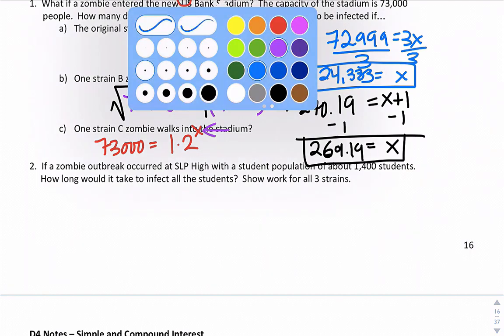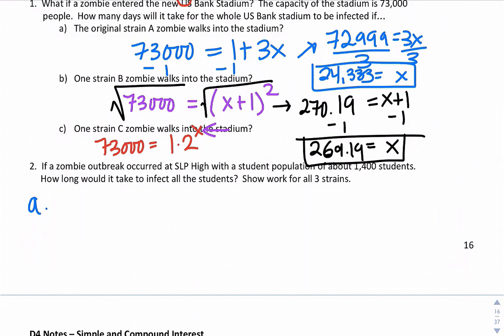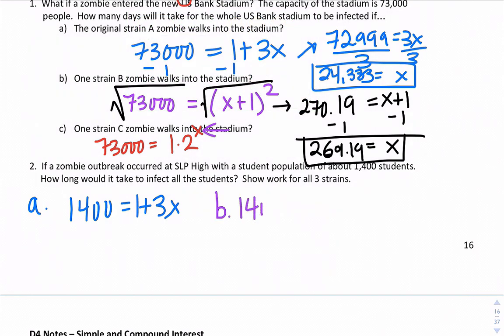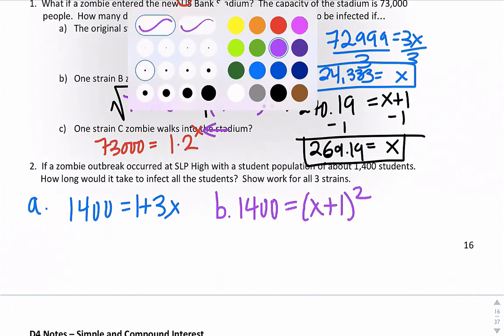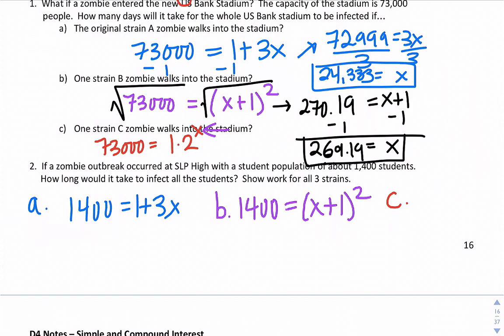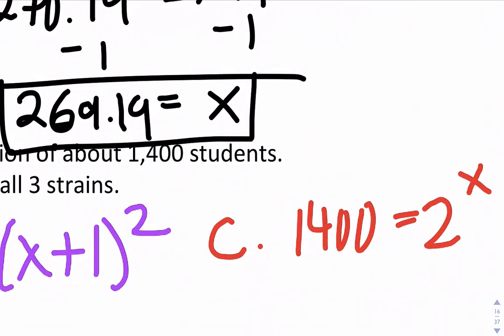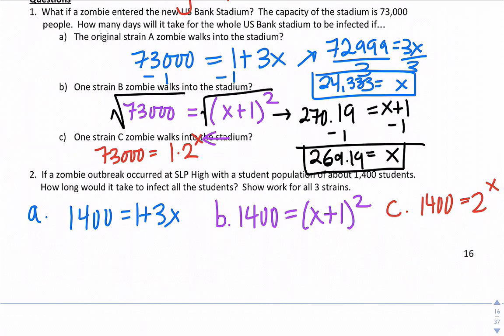All right, so I'll set up the equations for you. So strain A, 1,400 equals 1 plus 3x, and you would solve. Strain B, 1,400 would equal (x plus 1) squared, and you would solve. And then strain C will be your guess and check, and that would be 1,400 equals 2 to the x, and you would solve. So for your assignment, you'll plug in and solve into your linear, your quadratic, and your exponential, and see how long it would take to infect the students with each of those strains.